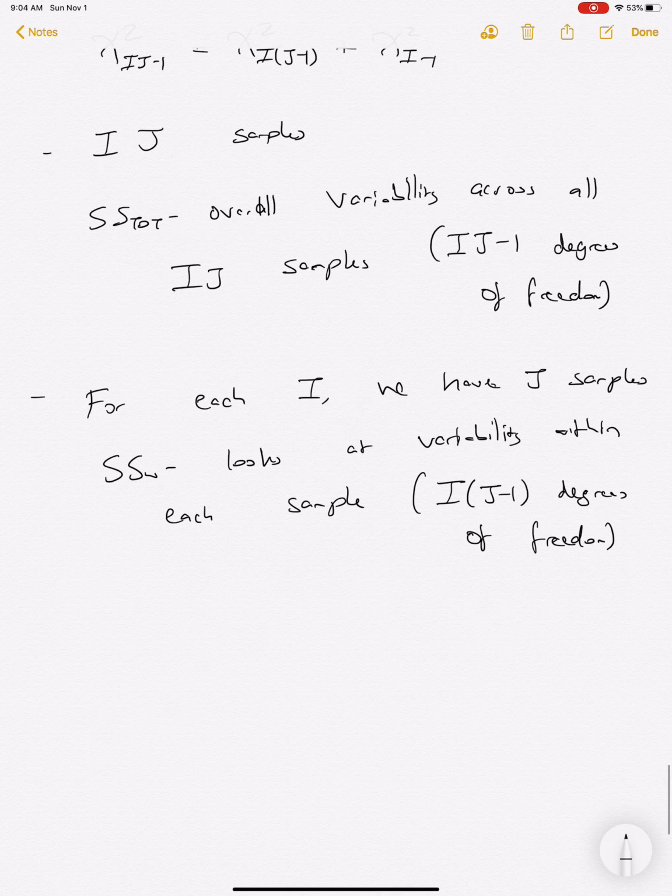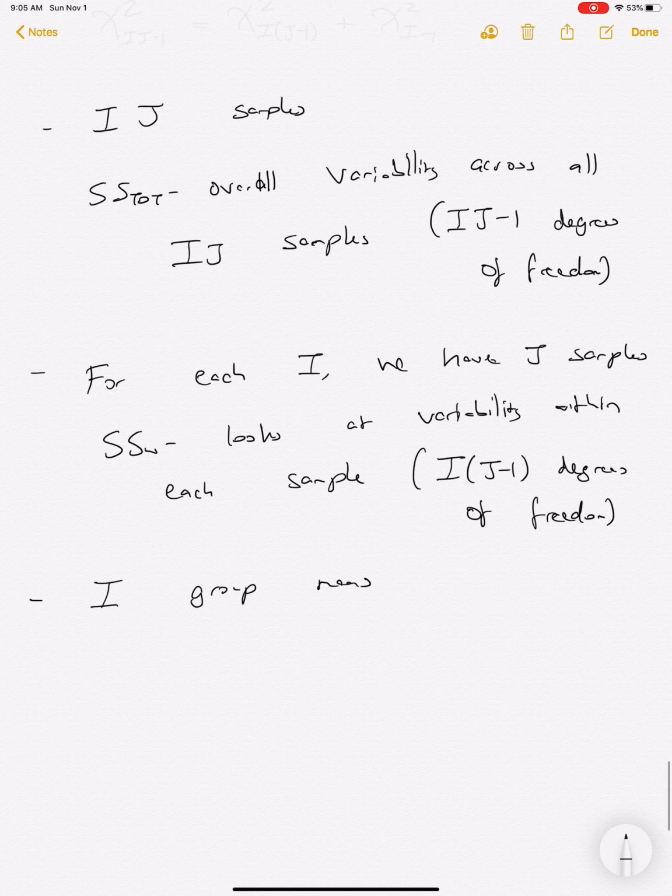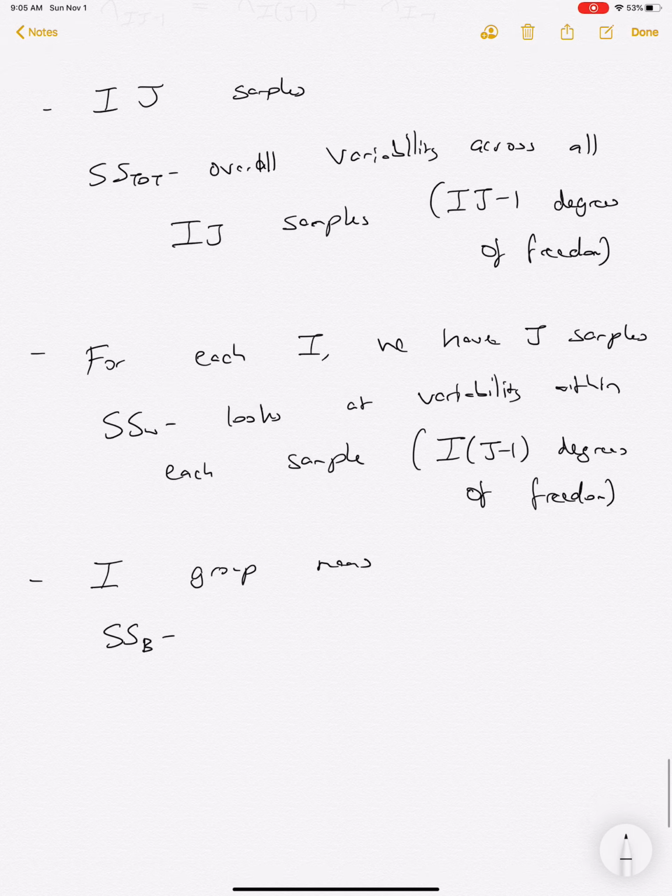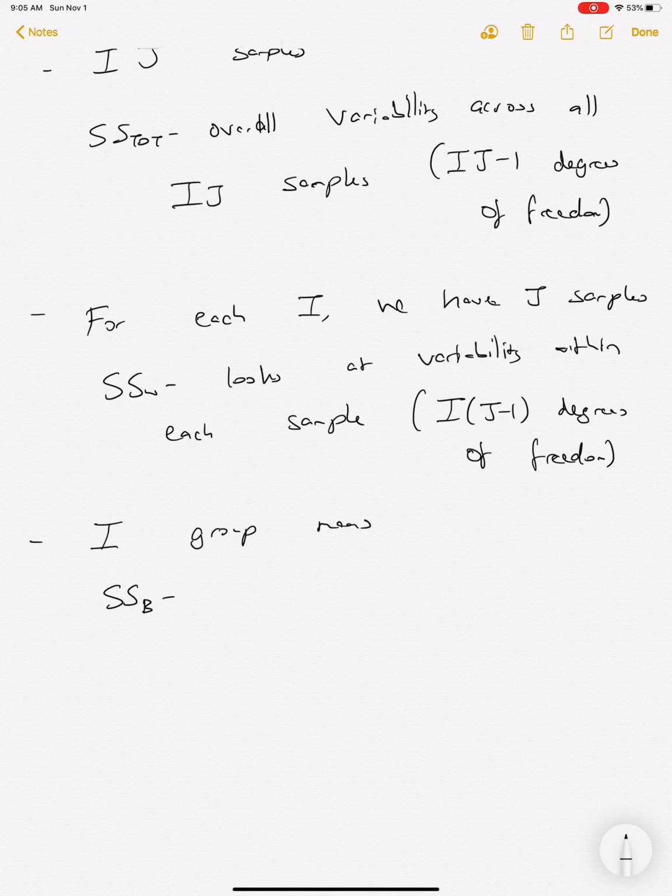And then we have I group means, and so SS between looks at how different these group means are. So this just looks at variability across groups.